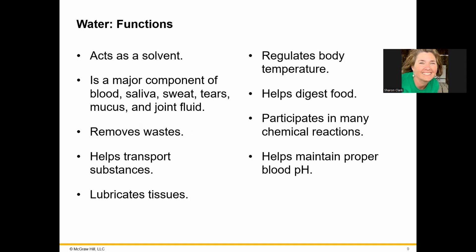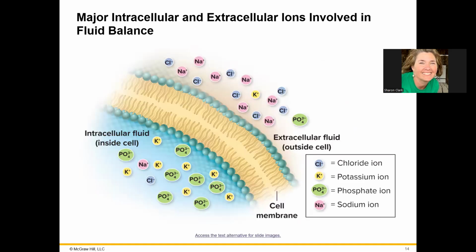When we look at water in the body, there are two major fluid compartments, intracellular and extracellular. The intracellular fluid is inside the cells. The extracellular fluid surrounds the cells, which is your tissue fluid, or the watery fluid in the blood, the plasma. And water is exchanged between the plasma and the tissue fluid back and forth, as you see here.